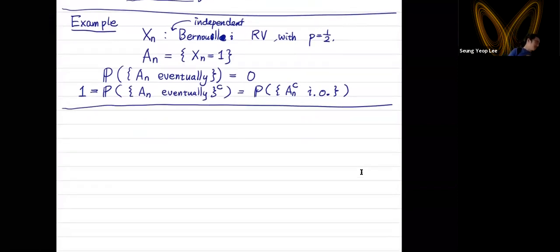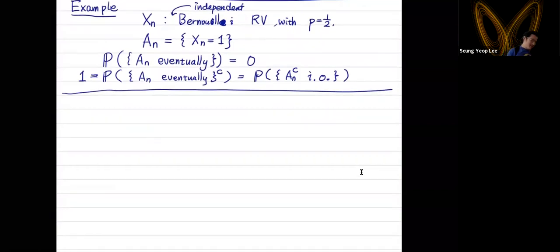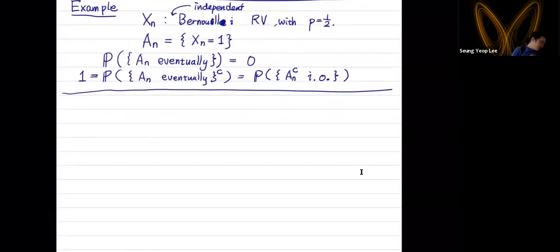Now I will introduce a theorem. I don't know why it's called a lemma here. So Borel's 0-1 law. And this says that this particular event, A_n eventually, or A_n infinitely often, can only take the probability 0 or 1. It's an amazing fact.